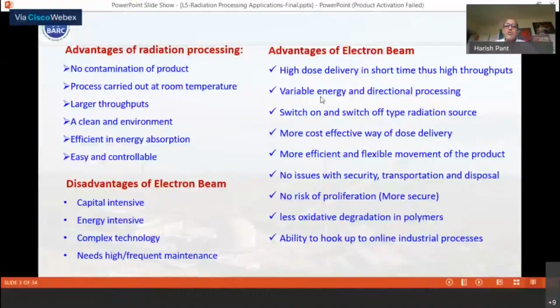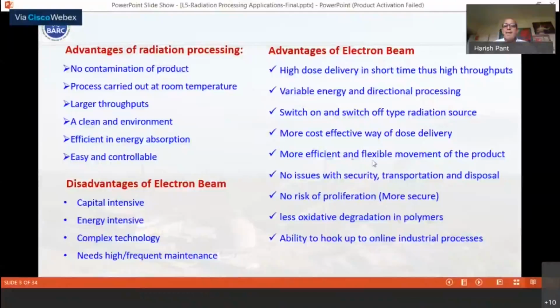But in the case of an electron beam, it is switch-on or switch-off type radiation. Whenever I want to use the electron beam or X-ray, I can just switch it on, like you switch on your fan or light. In the same way, I can just switch on an electron beam accelerator and use it for different applications. It is a more cost-effective way of dose delivery. Dose delivery is very effective. A dose can be delivered in a very efficient manner, while in the case of radioisotope sources, it is not so.